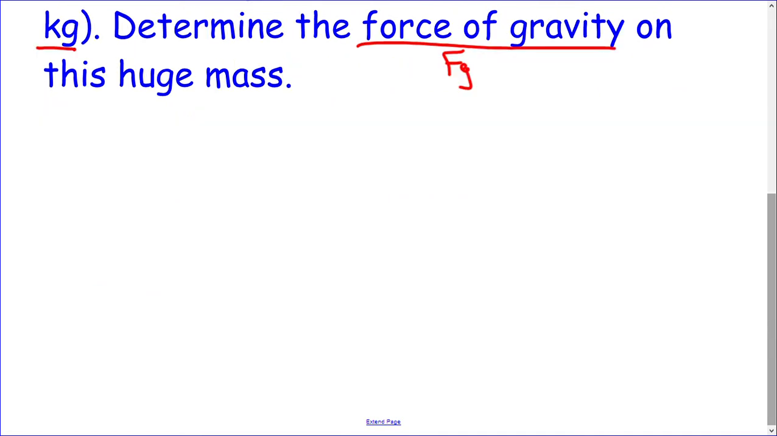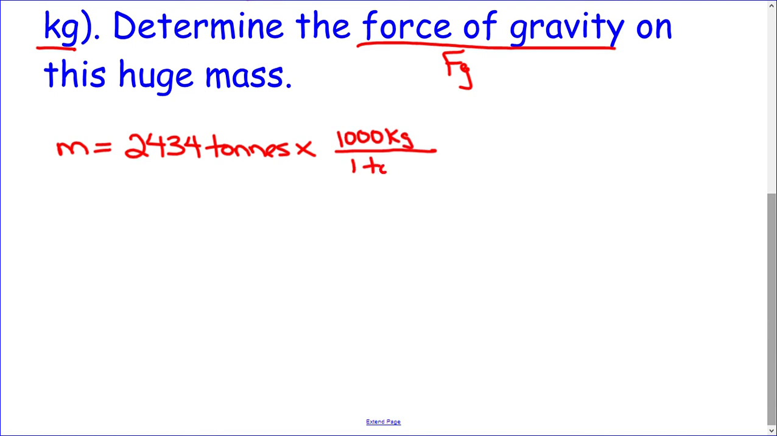So when we solve this, we have this mass so far, that's 2,434 tons. And we know that there are 1,000 kilograms per 1 ton. So I can see top and bottom here, tons are going to cancel. And then really, I have 2,434,000 kilograms. So that becomes my mass.